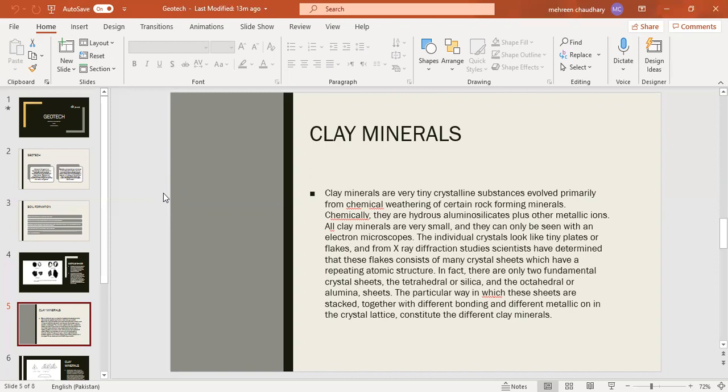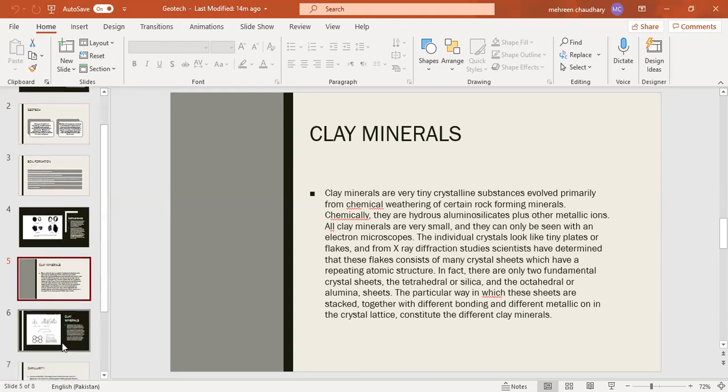The individual crystals look like tiny plates or flakes, and from X-ray diffraction studies, scientists have determined that these flakes consist of many crystal sheets which have a repeating atomic structure. In fact, there are only two fundamental crystal sheets, the tetrahedral or silica and the octahedral or alumina sheets. The particular way in which the sheets are stacked together with different bonding and different metallic ions in the crystal lattice constitute the different clay minerals.